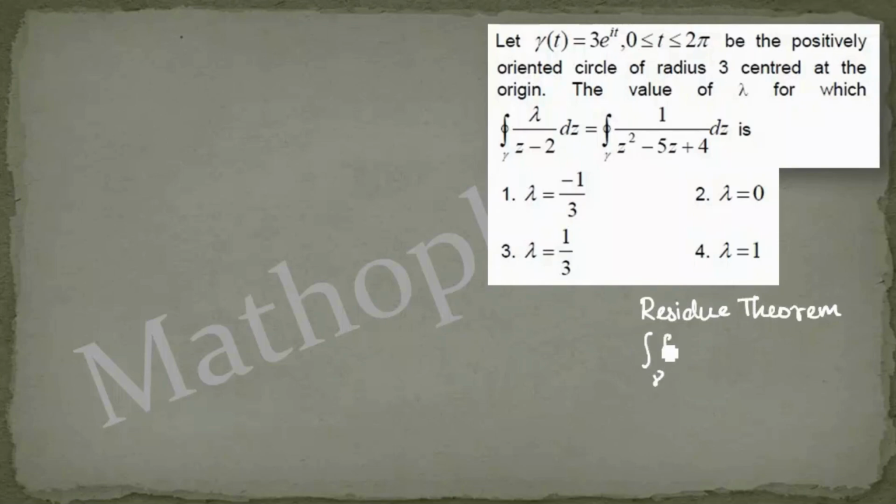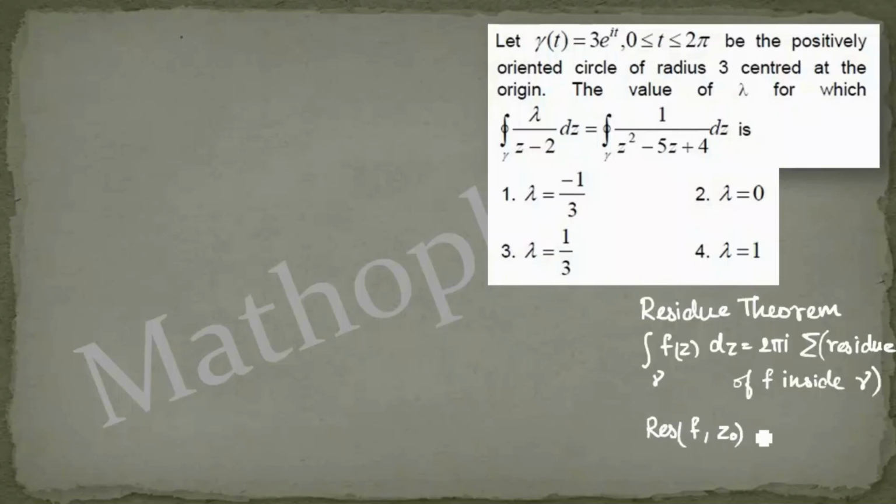So integral over gamma f of z dz will be equal to 2 pi I into summation of residue of f inside gamma, and residue of f at z0 will be equal to limit z tends to z0 of (z minus z0) f of z. இதுதான் நம்ம மெயினாக ஞாபகம் வச்சுக்கணும்.